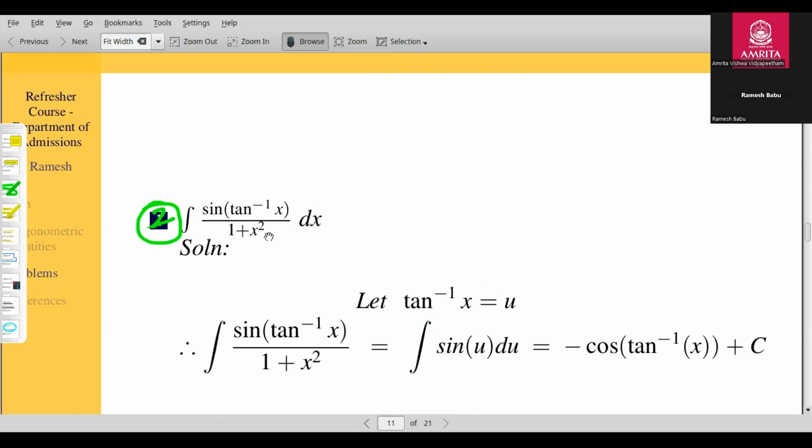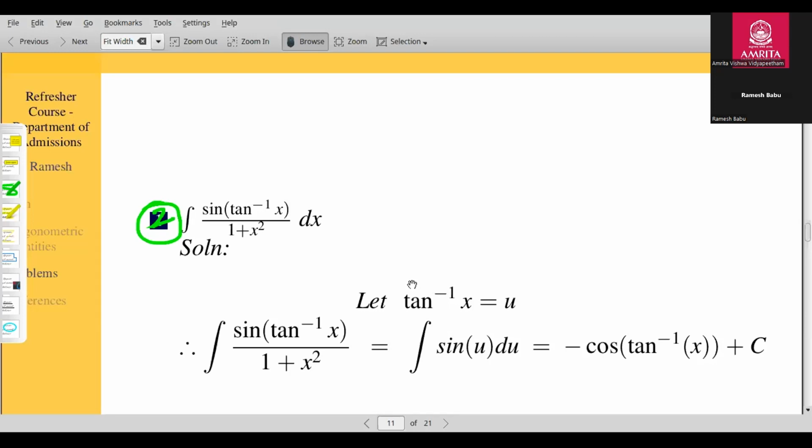See the technique here. What is the connection between the trigonometrical function sine of tan inverse of x and 1 plus x squared? Differentiation of tan inverse of x is 1 by 1 plus x squared, so 1 plus x squared is in the denominator. Therefore, I am giving the substitution u is equal to tan inverse of x. Try to understand the connection between tan inverse of x and 1 by 1 plus x squared.